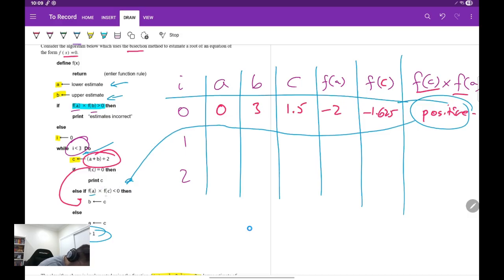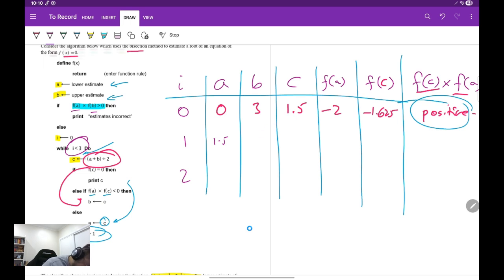If f of a times f of c is less than 0, make b be the new c value. But otherwise, if it's positive, make a be the new c value. So since it's positive, we want to make a the new c value. So a be the new c value. So we're going to grab that and put that here. Otherwise, if this said negative, we would put 1.5 here.